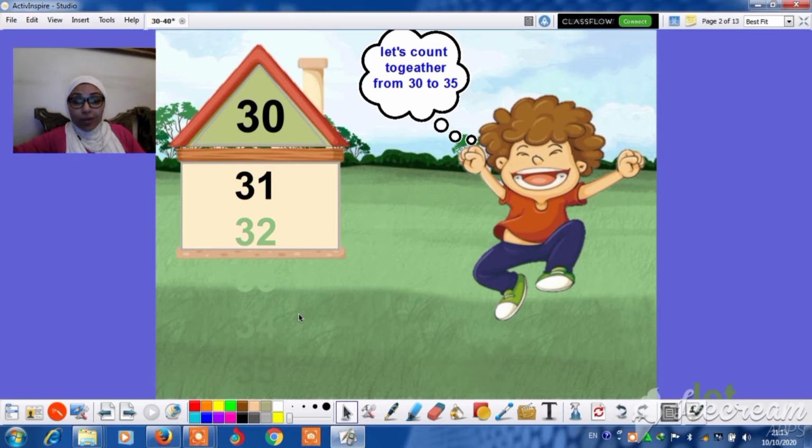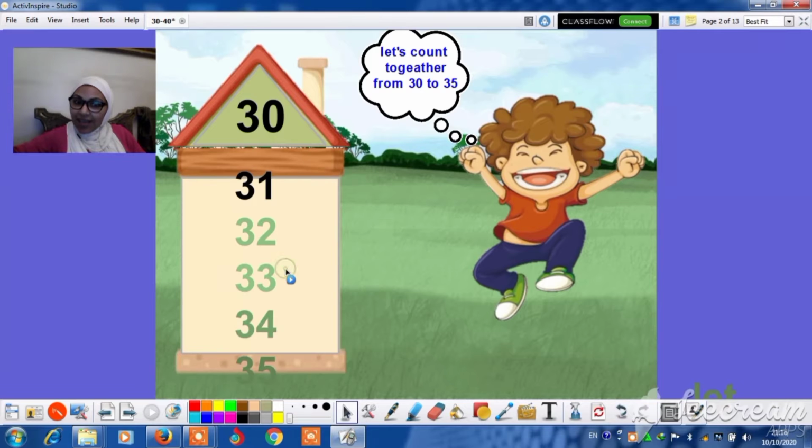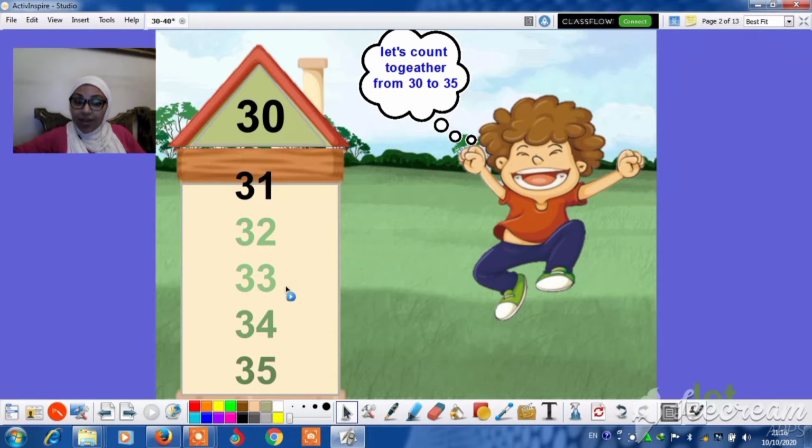Let's count together from 30 to 35. I have here 30. What comes after number 30? Number 31. 31, 32, and 33, 34, and 35. That's amazing. Let's count them together. 30, 31, 32, 33, 34, and 35.